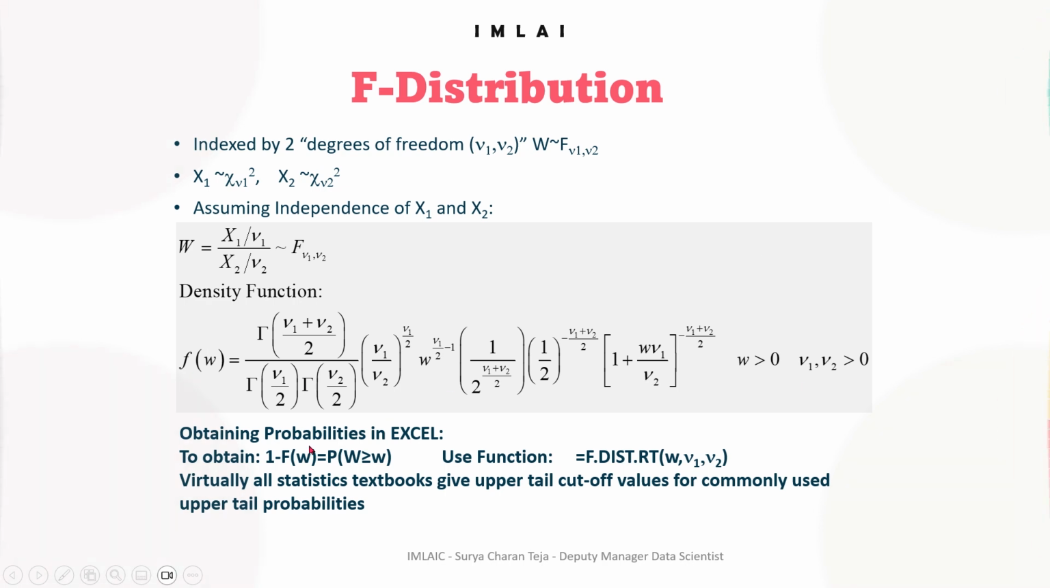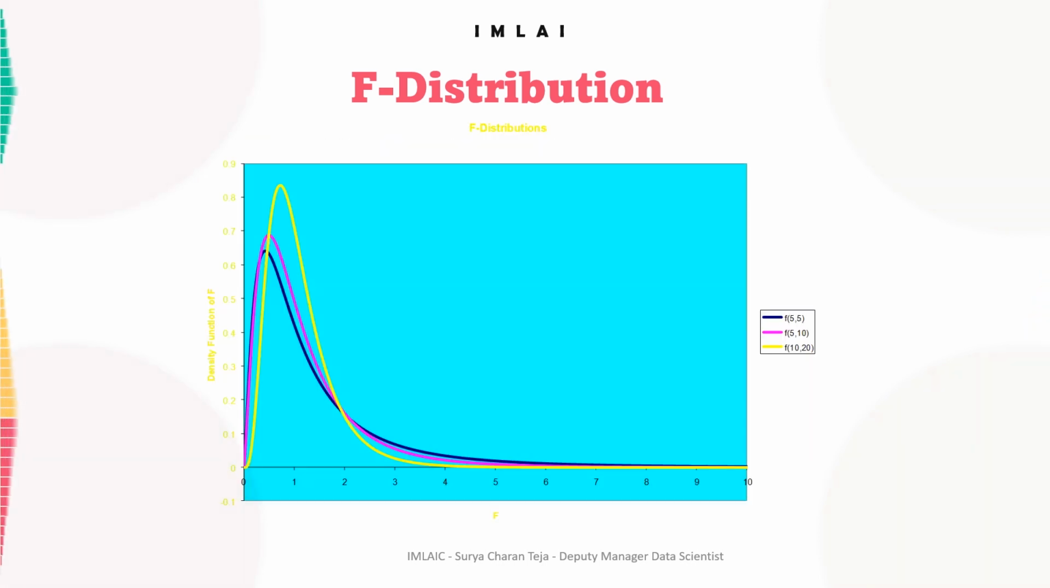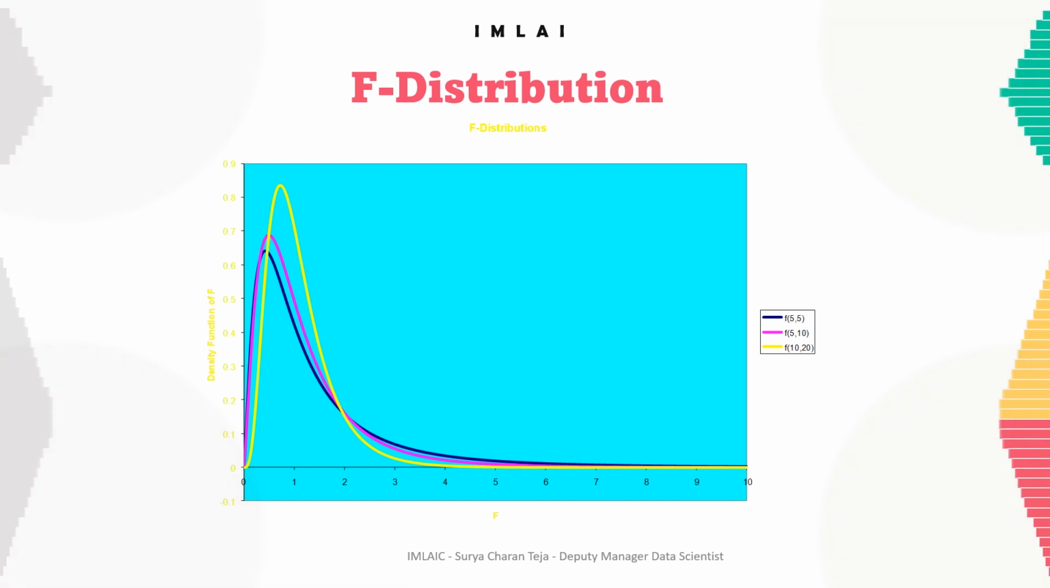If you want to create the respective distribution in an Excel sheet, the following function can be used. The most important point is that virtually all statistics textbooks give upper tail cutoff values for commonly used upper tail probabilities. These are the various F distributions with various degrees of freedom, and you can see how they vary, but all are right skewed, as you can clearly see on the screen.